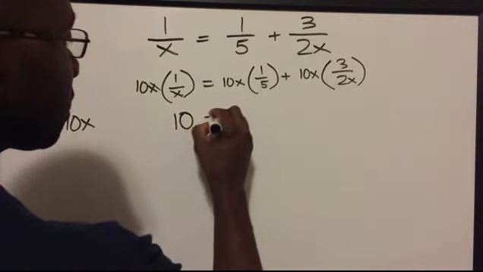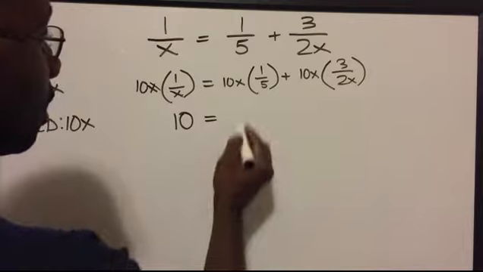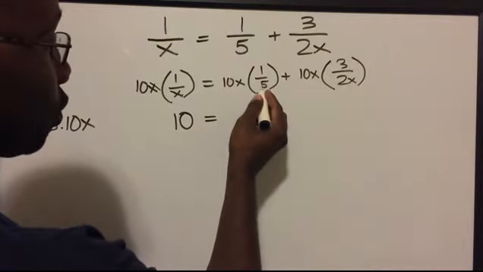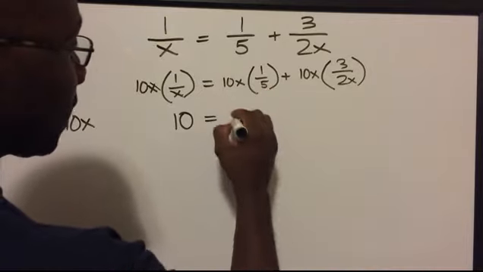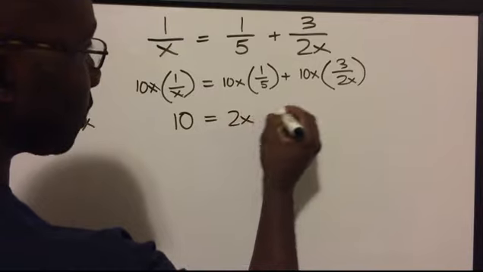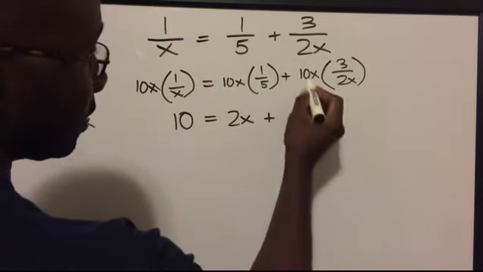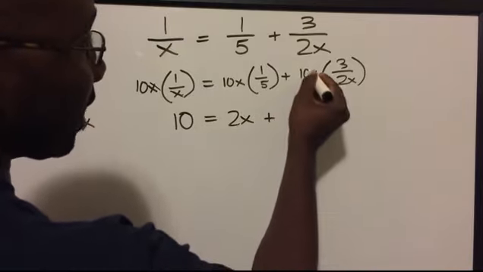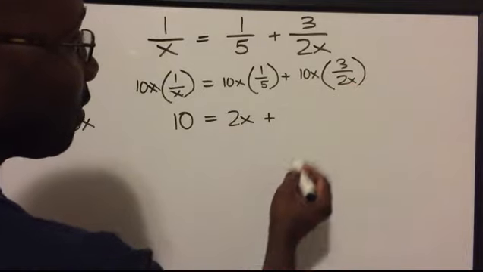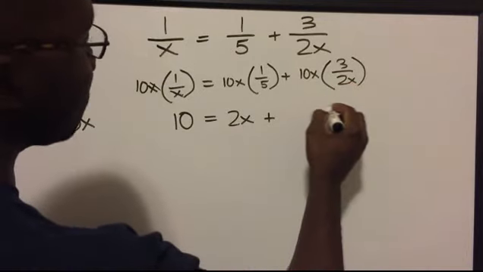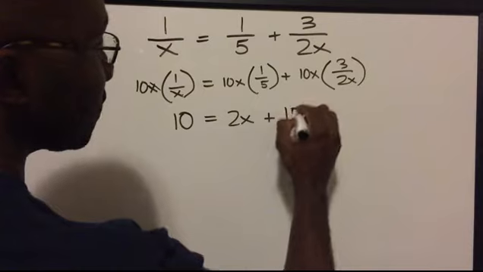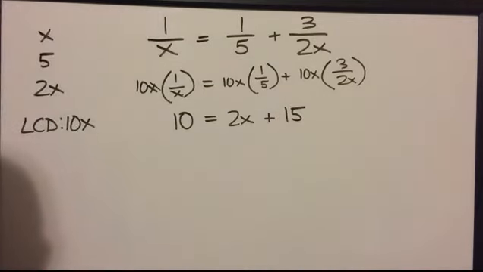So it's 10 equal to, okay, 10 divided by 5 is 2. So this will be 2x plus 10 divided by 2 is 5. The x is going to cancel each other out. 5 times 3, that's 15. So now we'll have 15 right there.